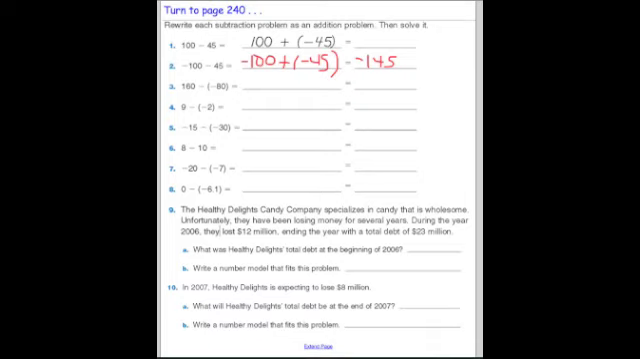So for your assignment today, you're going to finish page 240. When you have this completed, please have this graded and finish your blend space.